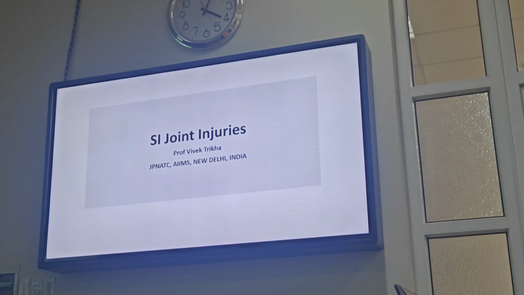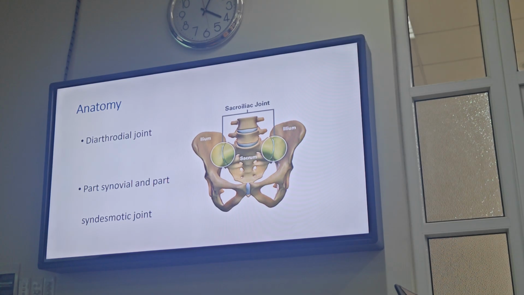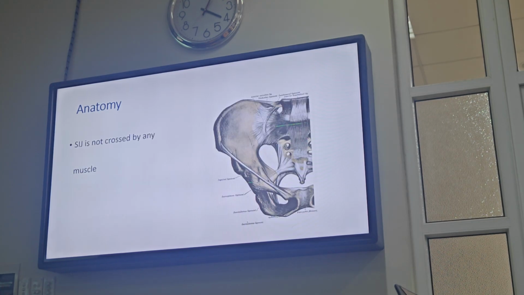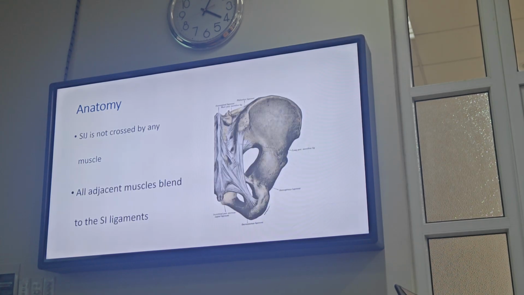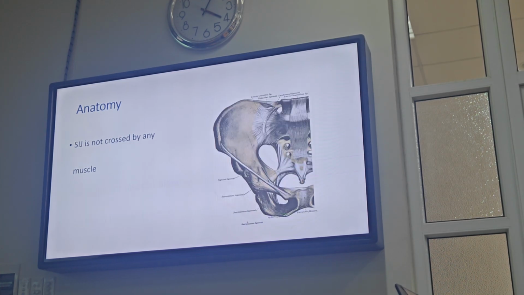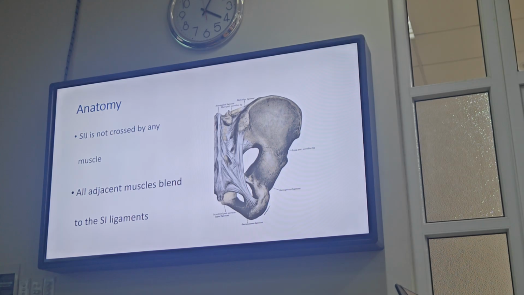So vertical shear and SI joint, I have combined them together because vertical shear involves an SI joint subluxation and also the sacral fractures. Remember, the SI joint is not crossed by any muscle, and all muscles blend to form the posterior sacroiliacs and the anterior sacroiliacs like this. These are the anterior sacroiliacs. From here to here, there is no muscle as such.